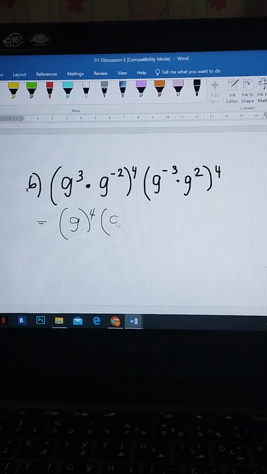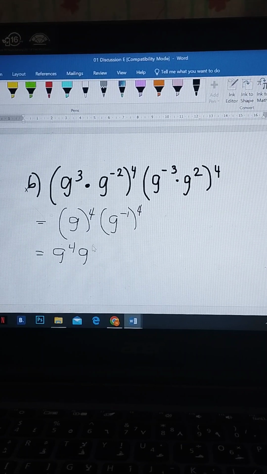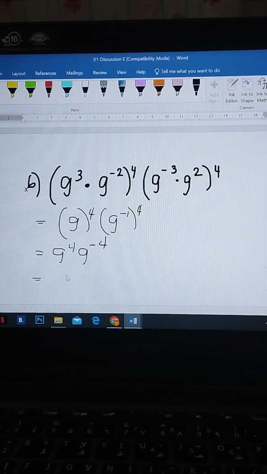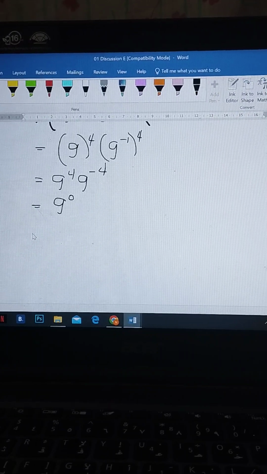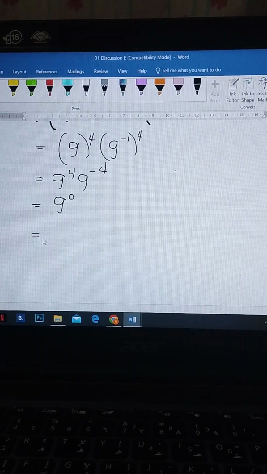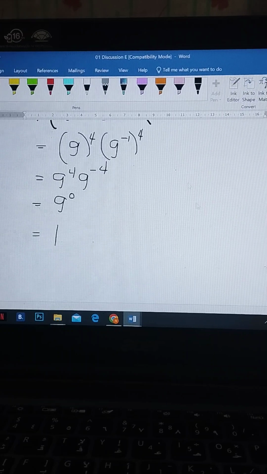Next is g raised to negative 3 plus 2 is negative 1, raised to the power of 4, resulting to g raised to negative 4. G raised to 4 times g raised to negative 4 is g raised to 0. So 4 plus negative 4 is 0. So that is now equal to, an expression with zero exponent is equal to 1. So final answer is equal to 1.